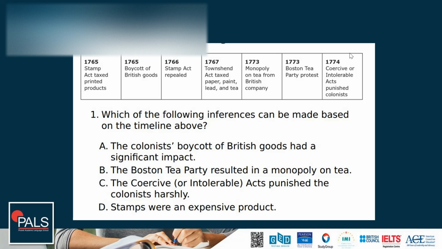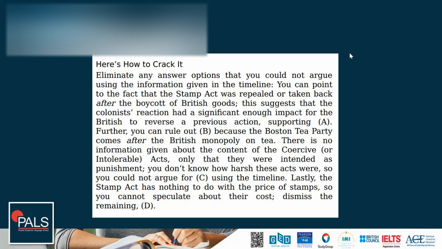So which of the following inferences can be made based on this timeline? A. The colonists' boycott of British goods had a significant impact. B. The Boston Tea Party resulted in a monopoly on tea. C. The coercive or intolerable acts punished the colonists harshly. Or D. Stamps were an expensive product. So pause the video, have a look at this, read how to crack it.